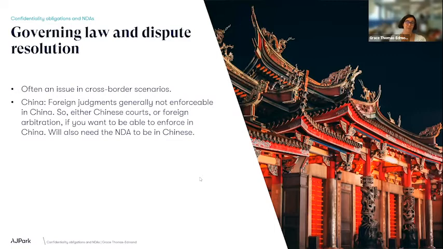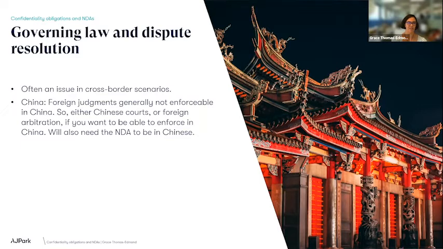Governing law and dispute resolution is often one that comes up, especially in a cross-border situation. So you often end up in a bit of a fight about where it's going to be. If you're dealing with an American company, they'll inevitably want it to be New York law or the law of whatever state they're based in. We often try to go for something neutral if there's going to be a dispute about it, something like English law or Singapore law.